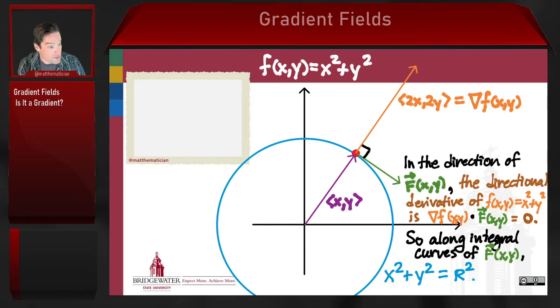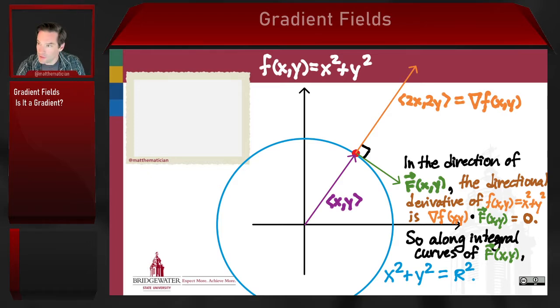And so that was just a really happy, I won't call it a happy accident. It's not a coincidence, but when we can find such a scalar valued function whose gradient is perpendicular to our vector field, then we know for sure that the integral curves of our vector field are going to follow the contours of that function. In this case, the contours of that function were just circles centered at the origin.